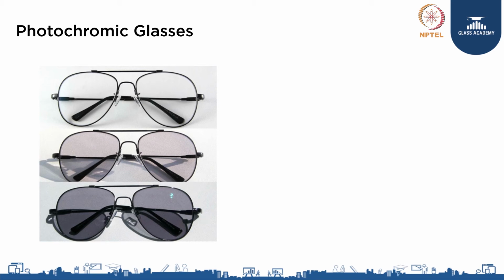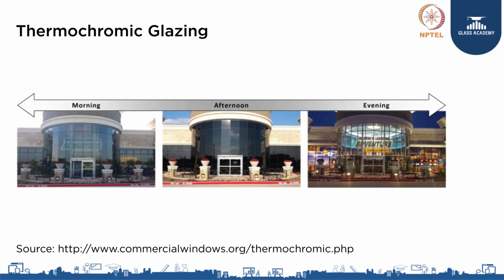They are called photochromatic glass because this change happens because of the photons that are striking the glass. Another kind of glass is thermochromic glass. In this glass, the transmittivity of the glass changes because of the temperature. So here you can see in the morning, the glass is reasonably transparent. In the afternoon, it is very dark, and at night it becomes very clear. So it is automatically changing the transmittivity based on the temperature.